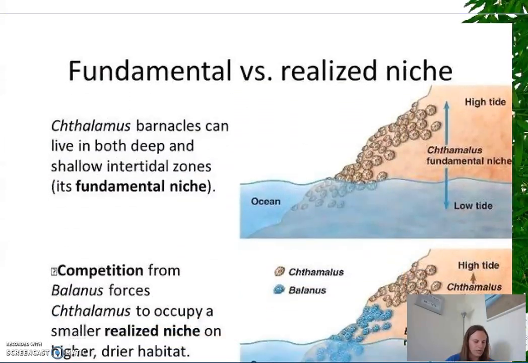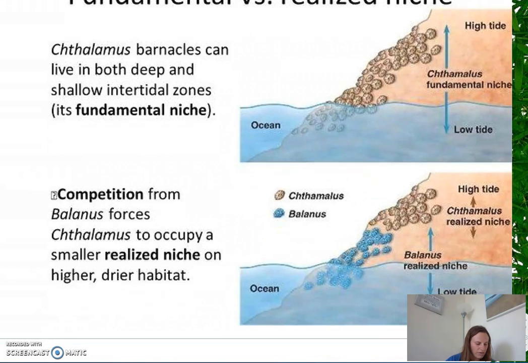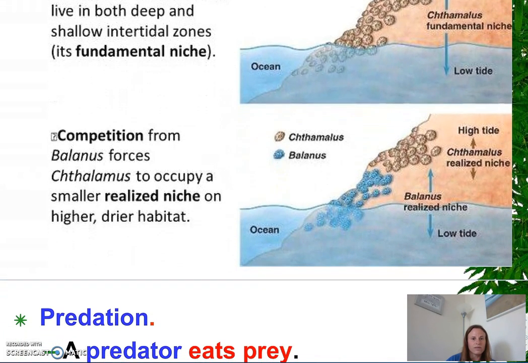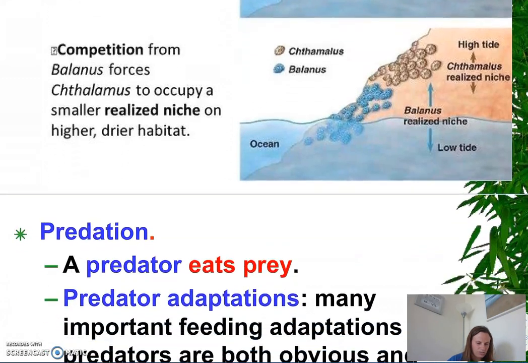So let me give you an example. The Chthamalus barnacles can live in both deep and shallow intertidal zones. That's its fundamental niche. However, after competition from the Balanus barnacles, the Chthamalus barnacles occupy a smaller realized niche.